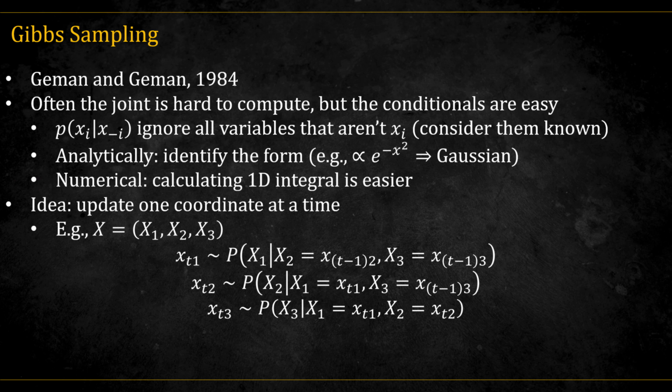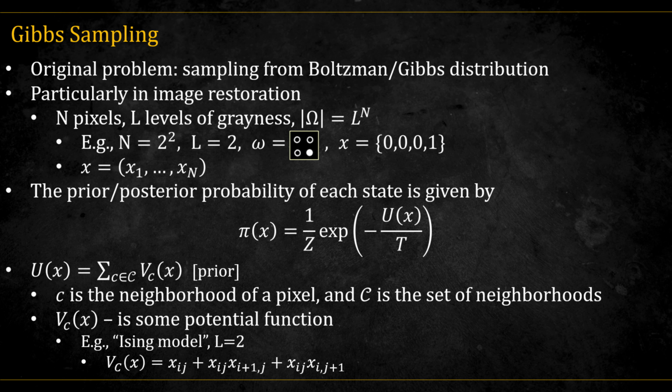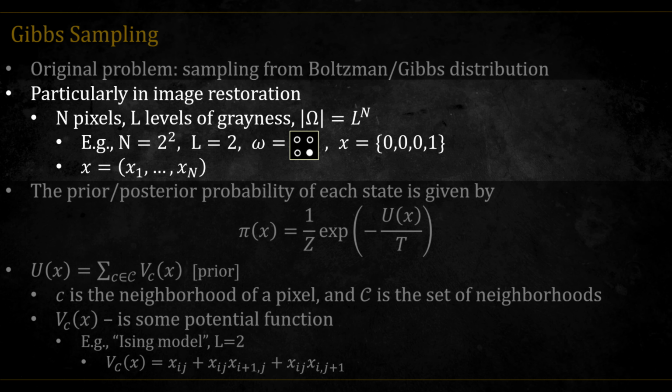So the idea is to update each coordinate one at a time. You start at some random position, and each step you update one coordinate, given the values of all other coordinates. The original problem they were dealing with was also sampling from a Boltzmann or Gibbs distribution, particularly in the realm of image restoration. Because they tried to sample from the Gibbs distribution, they named their algorithm the Gibbs sampler, and so the name stuck. A much better name would be conditional sampling or full conditional sampling or something of that sort. Let's look at what problem they were dealing with.